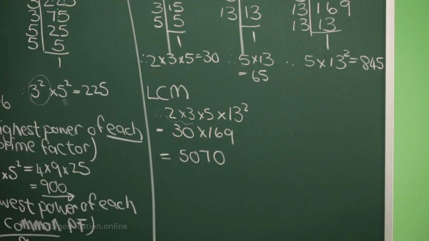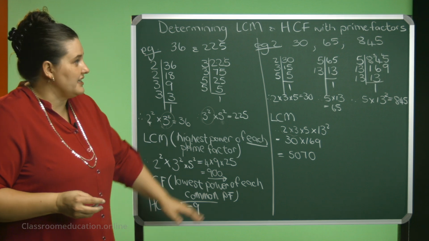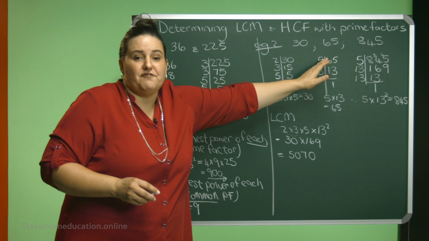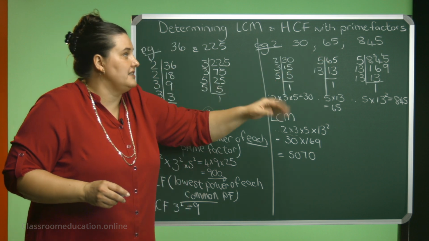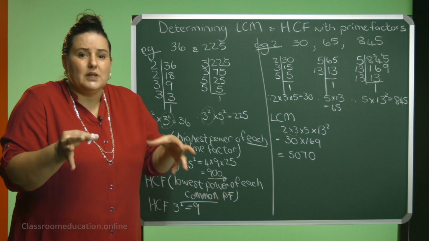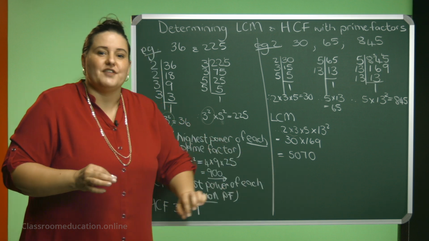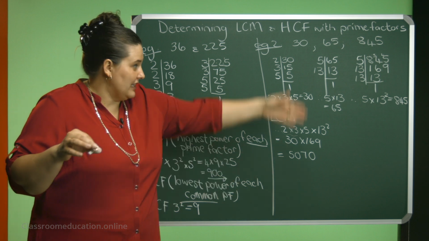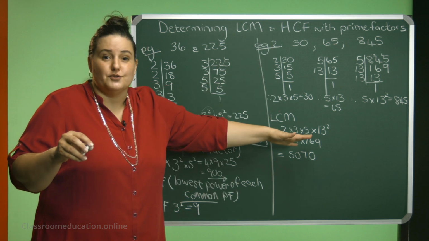5,070. Okay, which means that if you write the multiples of 30 and the multiples of 65 and the multiples of 845, the first common one that will appear will be 5,070. Luckily, you don't have to do that really. And that's why this method is quite nice to use.